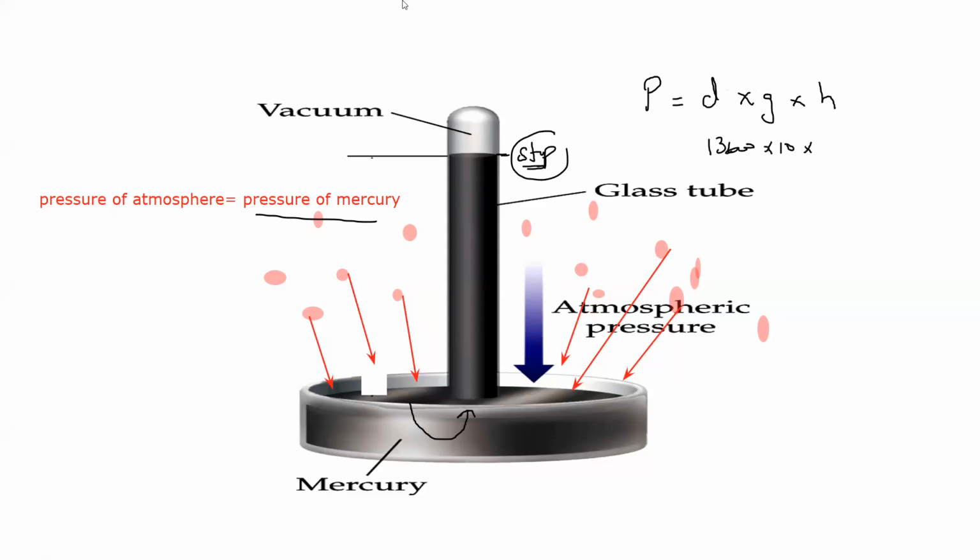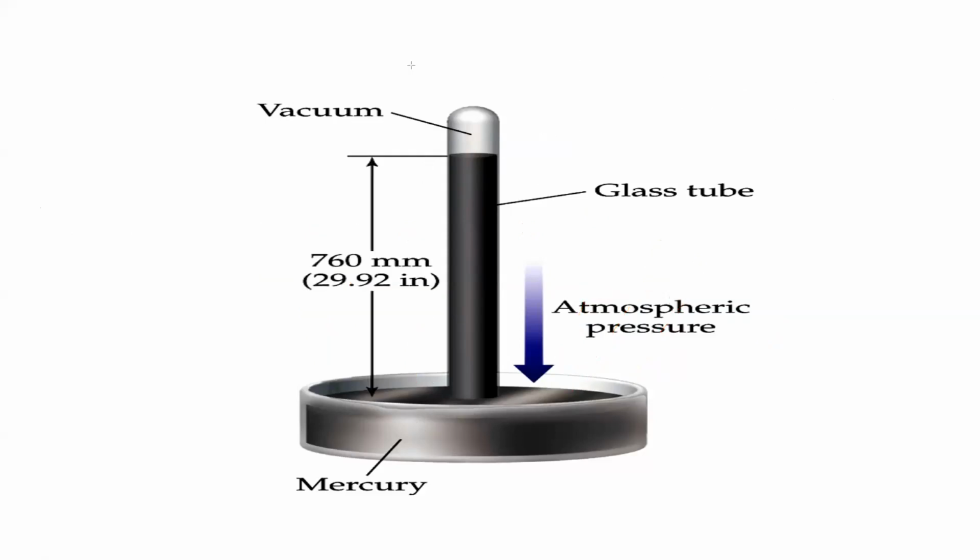And what height will we take? We'll take the height from the level of the mercury in the tube to the level of the mercury in the tray. Normally, at sea level or ground level, this height is about 760 millimeter or 76 centimeter or 0.76 meter. This is normal, but it is not fixed. It changes from place to place.